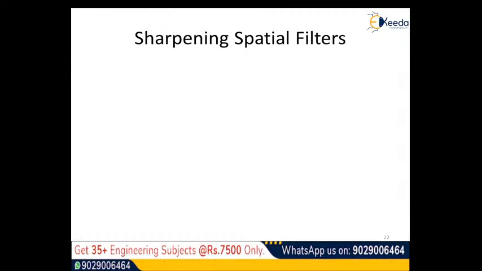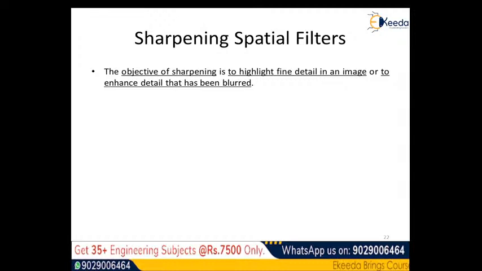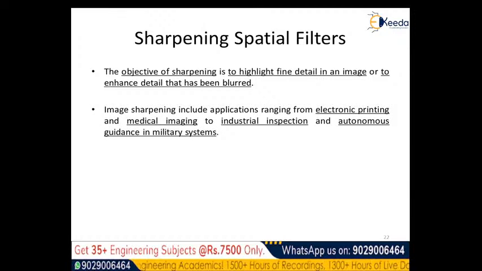Now after smoothing spatial filters, we have another popular type, the sharpening spatial filters. The effect is quite different. Here the objective is to make the output image sharper, that is, to highlight the very fine details hidden in the image plane. So this is nothing but enhancing the details that are blurred. This is the sharpening we are supposed to carry out. The application areas range from medical imaging to industrial inspection and autonomous guidance in military systems.